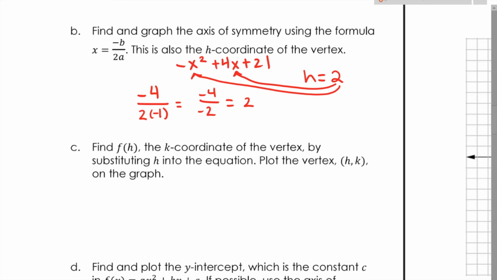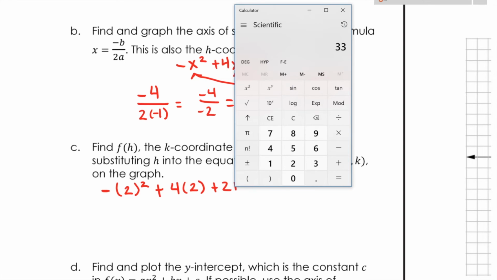So I have a negative in the front, and then I have a 2, and that's got to be squared because my x is going to be squared. So plus 4 times that x, which is going to be 2, plus 21. Okay, now let's put this in exactly how it says in the calculator.